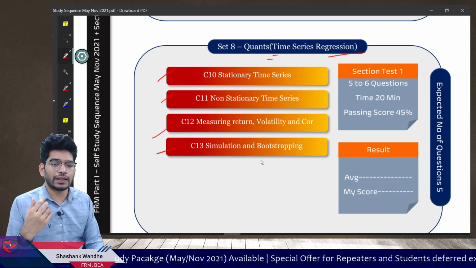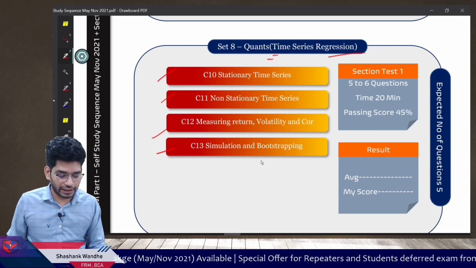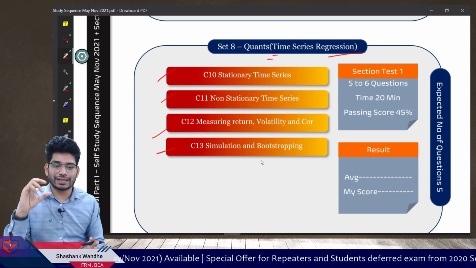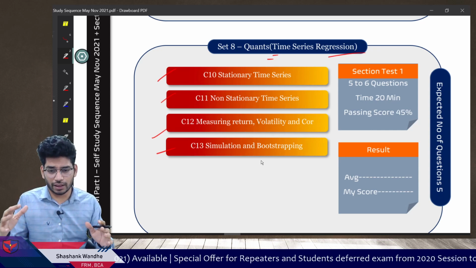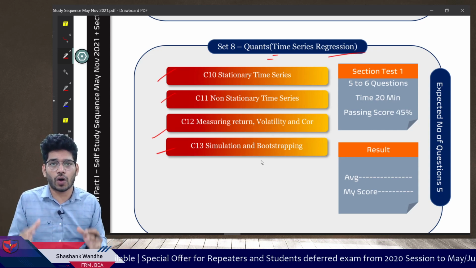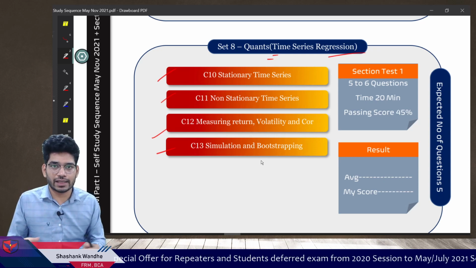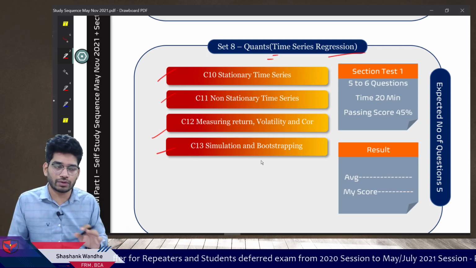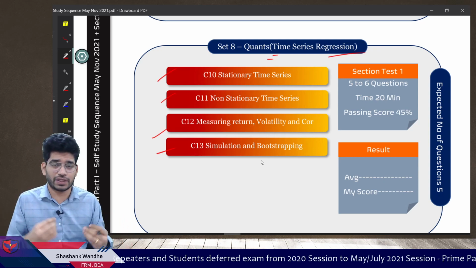Next is the time series section, and you can see all four topics are of mixed difficulty level. So what is the mixed difficulty level? First of all, you need to understand that this time series section is a huge subject. On a conceptual level, it is a very detailed discussion where you need at least 6 months of time to completely consume the concepts in detail.